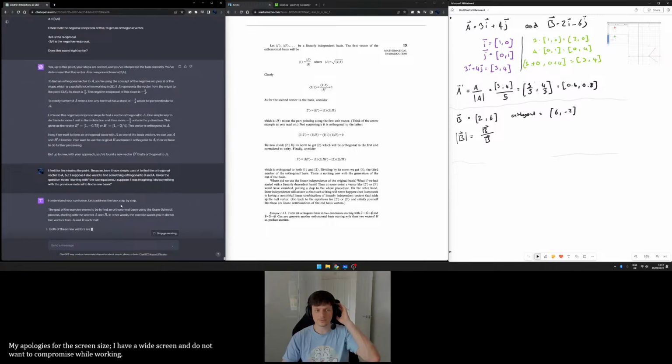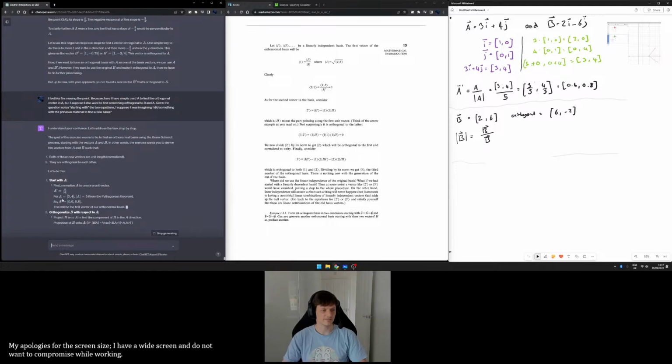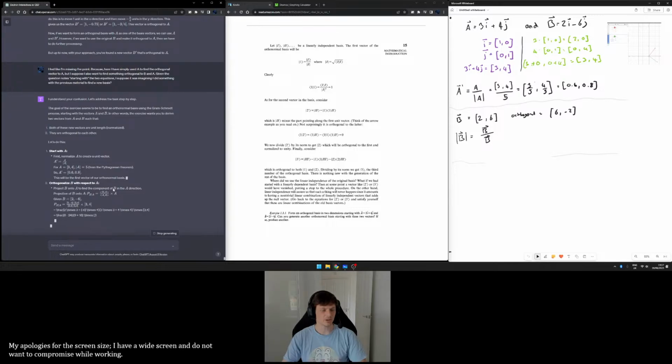The goal of the exercise seems to be to find an orthonormal basis using the Gram-Schmidt process starting with the vectors A and B. In other words, the exercise wants you to derive two vectors from A and B such that both of these new vectors are unit length normalized, and they are orthogonal to each other. Let's do this. Start with A. This will be the first vector of our orthonormal basis. Orthogonalize B with respect to A. Project B onto A to find the component of B in the A direction. Projection of B onto A is (B·A)/(A·A) times A.